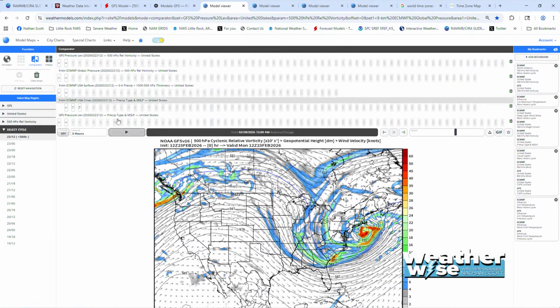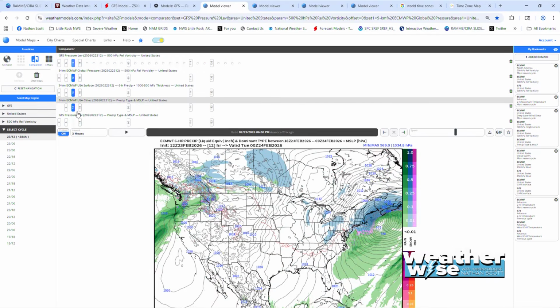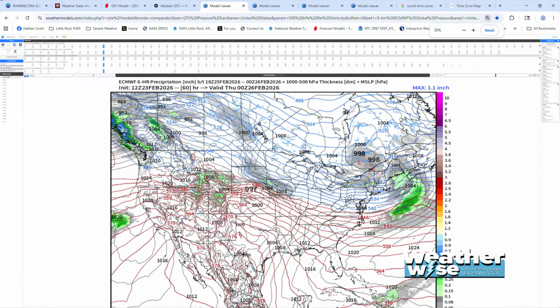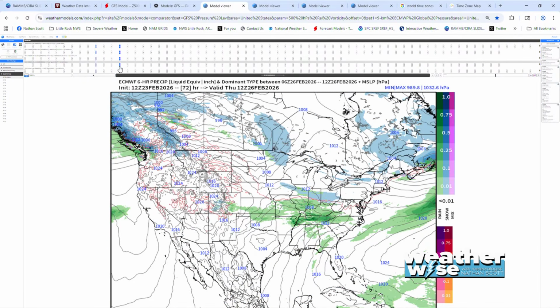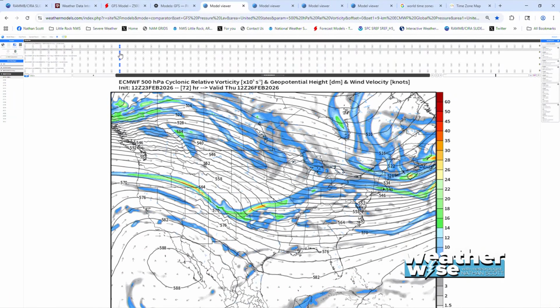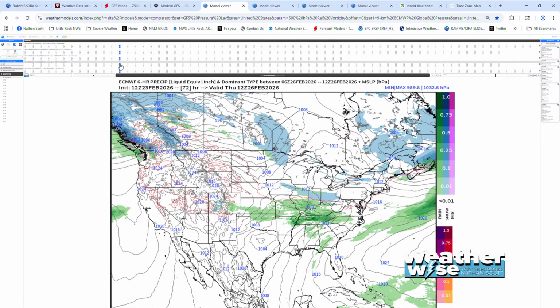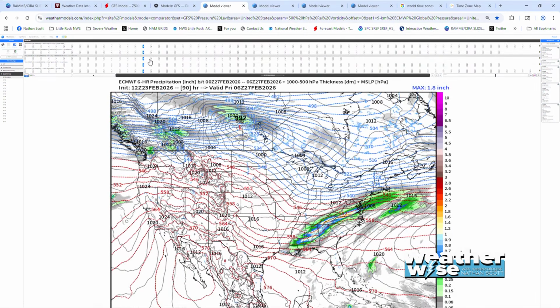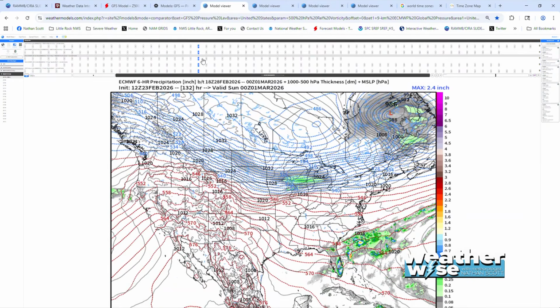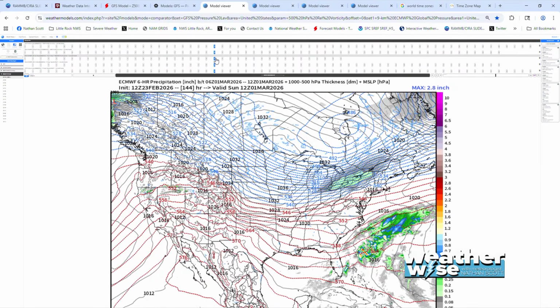Now let's compare it to a different model. So now we're going to get a little more detail here when we look at different models. I love this website because we can compare and contrast what the European is saying versus what the GFS is saying. So let me get my bearing here, and we'll just advance this as a little example.